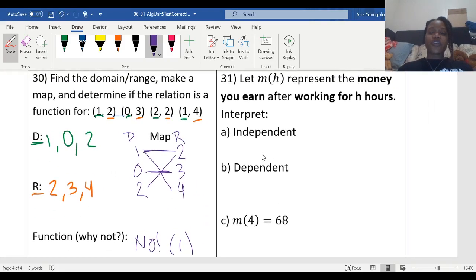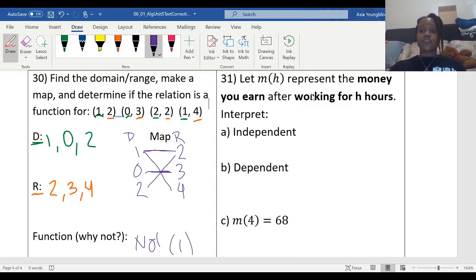31, we're working with the idea of using functions to represent problems in the real world. So for this specific problem, it says let M of H represent the money you earn after working for H hours. We're asked to interpret the independent variable, dependent variable, and what this means in terms of these given variables.